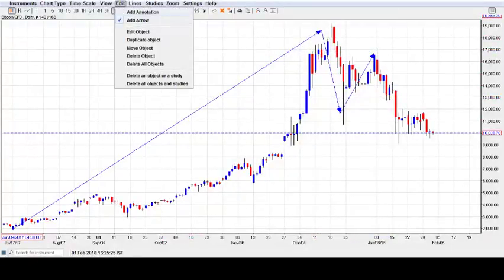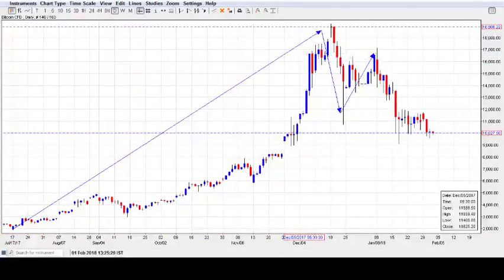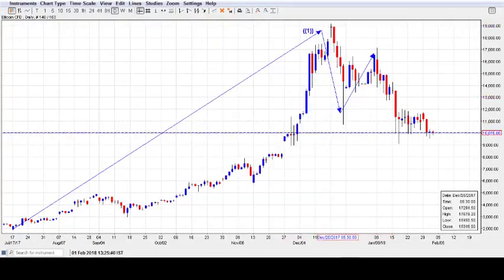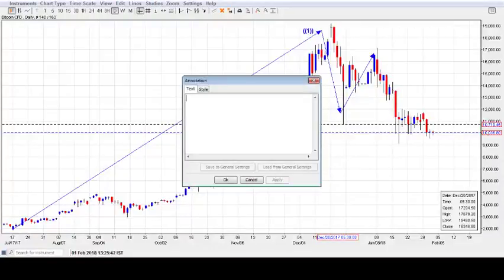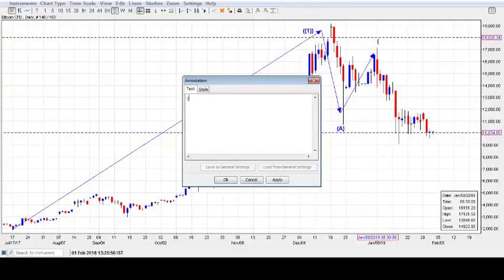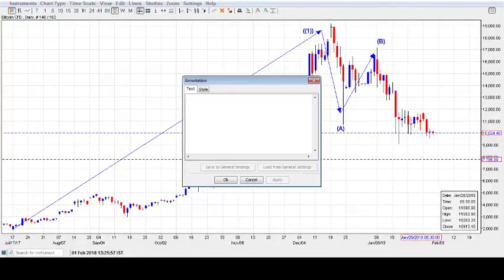So if you look at the labeling structure right now, we are already five waves. So let's consider this to be as wave one of higher degree, and then maybe we are looking at wave A, already done, wave B, already done, and then wave C, which is still unfolding.